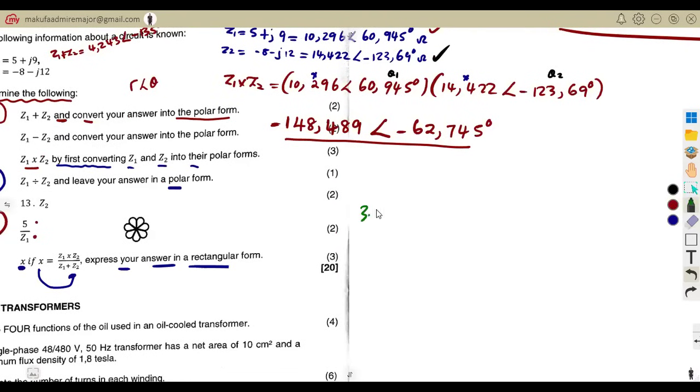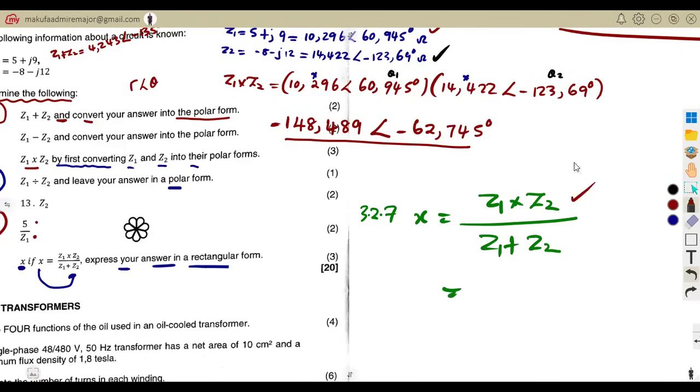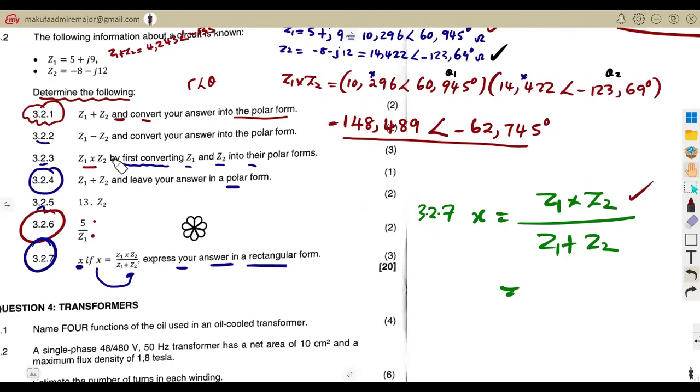That is 3.27. Find x if x is the product Z1 times Z2 over Z1 plus Z2. As we calculated, because these are there, if this is wrong, you're going to have this question being wrong. If also 3.21 is wrong, remember, guys, you lose a lot of marks. So you are taking from 3.23, Z1 times Z2, which we calculated here.